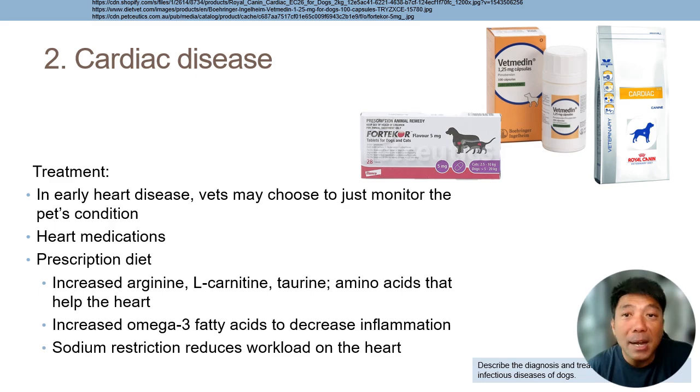Treatment options for cardiac disease depend on the stage of the condition. In early cases, the vet may recommend regular monitoring without medication. As the disease progresses, medications like Vetmedin and Fortekor may be prescribed to support heart function. Diet also plays a crucial role. Prescription diets with amino acids like L-carnitine and taurine can benefit the heart, and restricting sodium can reduce the heart's workload.